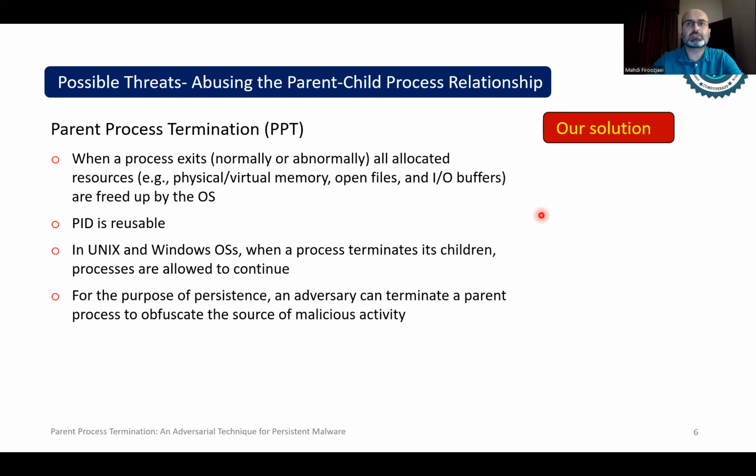If each resource assigned to one process were locked and held by that process even after it is terminated, we would definitely be in resource shortage. So normally, after terminating a process, the OS frees up that resource and uses it for other processes. One of the resources which is reused is the process ID. In Unix and also Windows OSs, when a process terminates, the children of that process are allowed to continue. Even if the parent process exits, the child processes can continue and perform their operations.